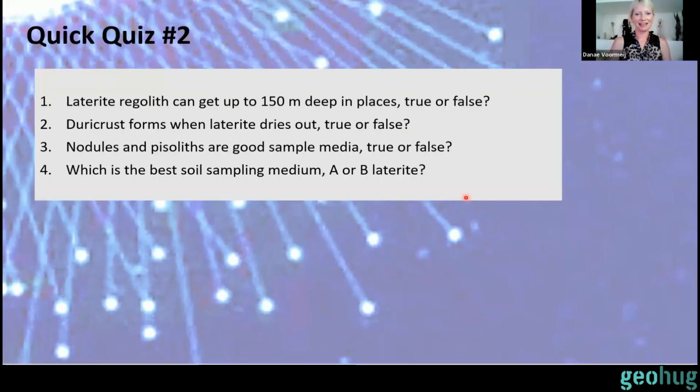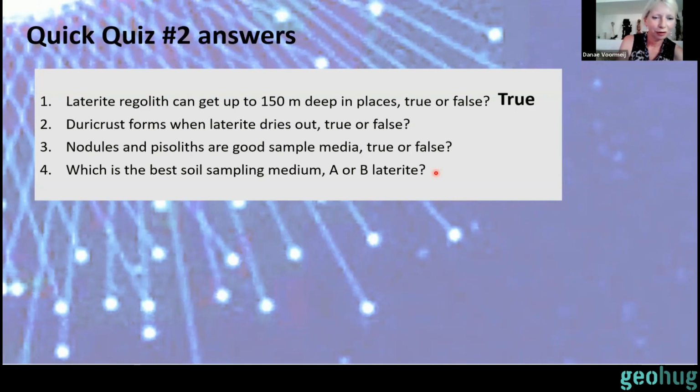Quick quiz. All right, everybody ready? I hope you paid attention. Laterite regolith can get up to 150 meters deep, true or false? Duricrust forms when laterite dries out, true or false? Nodules and pisoliths are good sample media, true or false? Which is the better soil sampling medium, A or B?